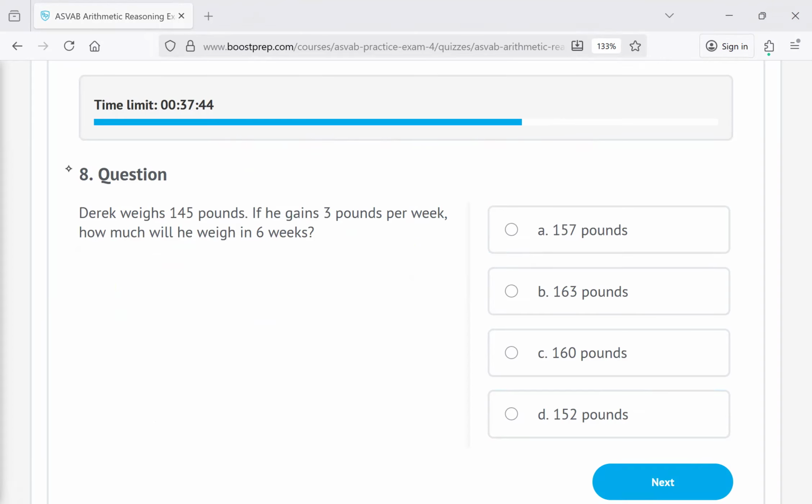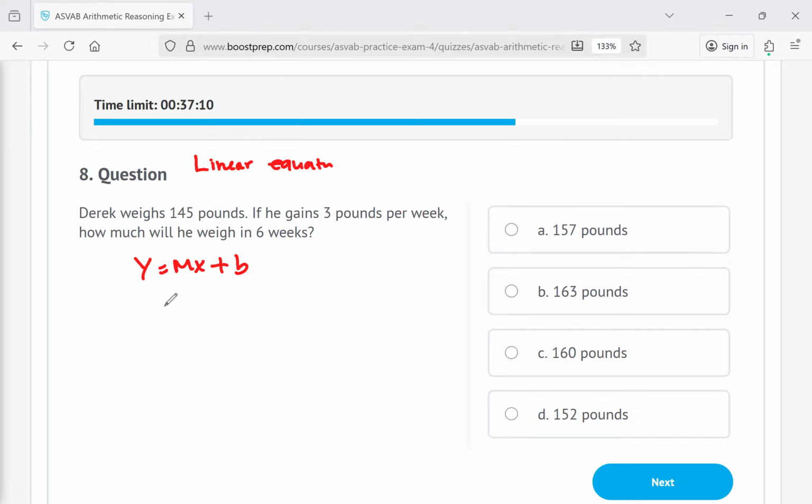Question 8. Derek weighs 145 pounds. If he gains 3 pounds per week, how much will he weigh in 6 weeks? So remember how we said most of these problems are either proportion word problems or linear equations. I believe this word problem is going to be a linear equation. Why? I feel like it's in the form of y equals mx plus b, right? You have to just recognize that.